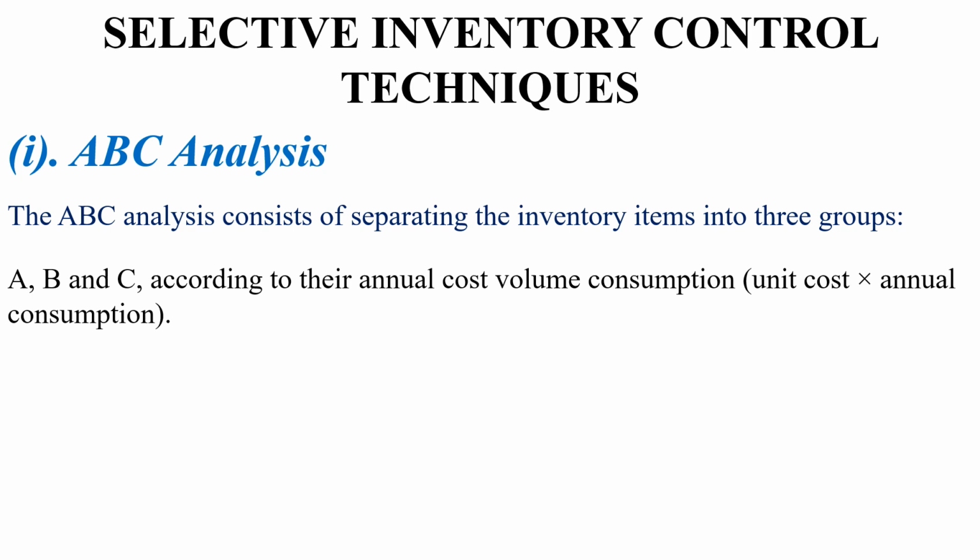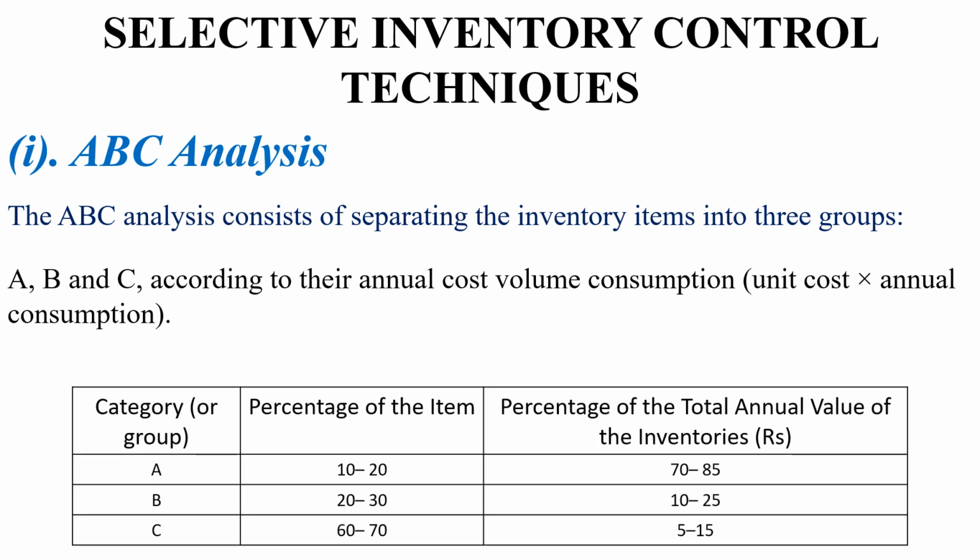Here annual cost volume is the multiplication of unit cost and annual consumption. The table shows the classification of these items into three categories, A, B, C, in the descending order of their total annual value of the inventories.